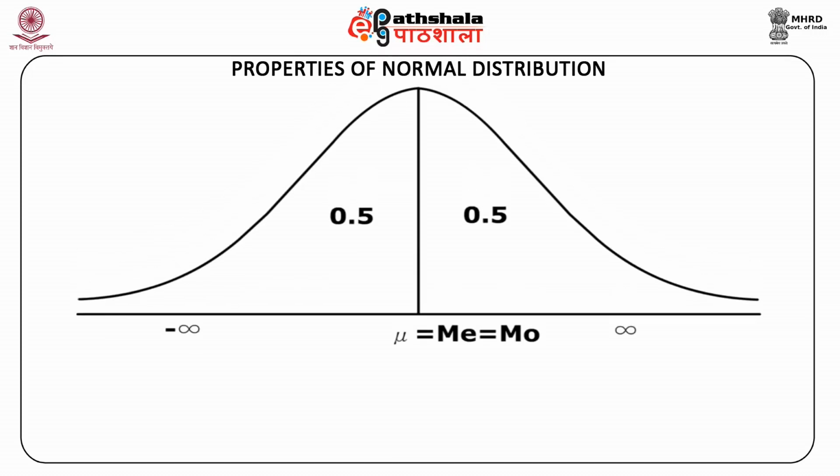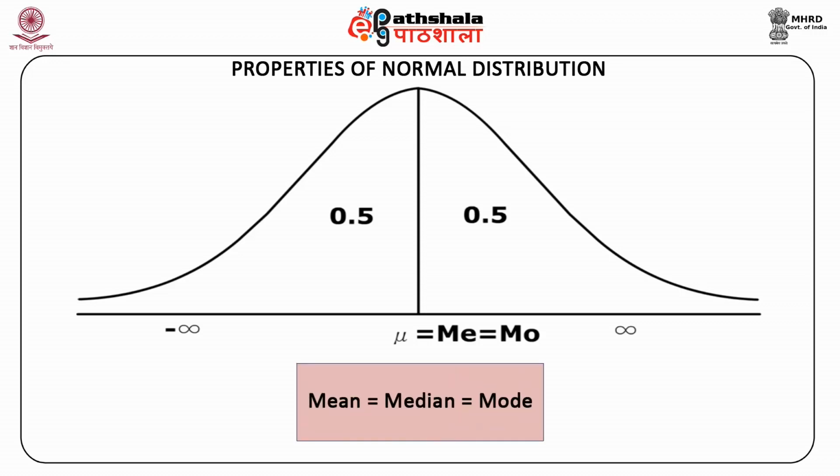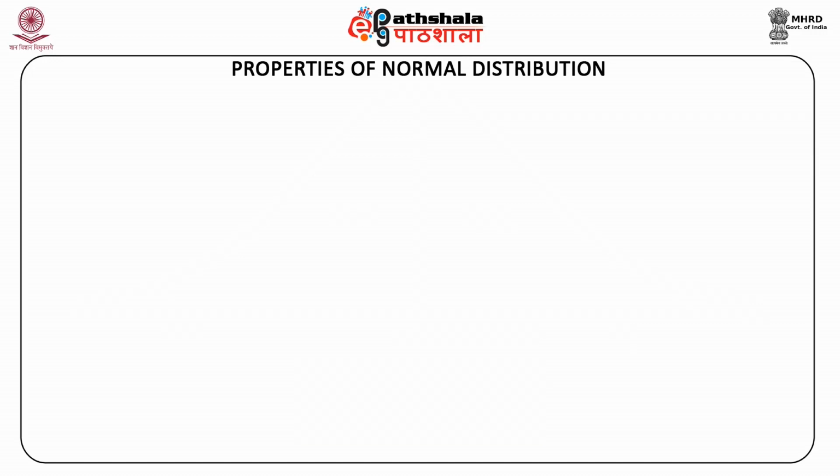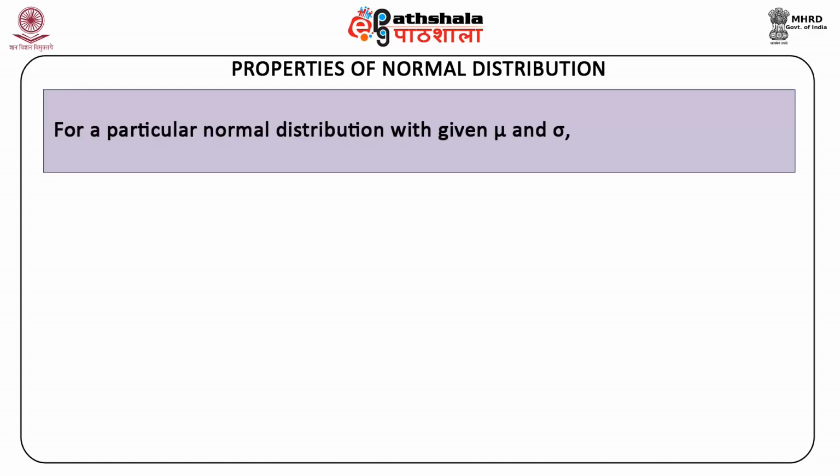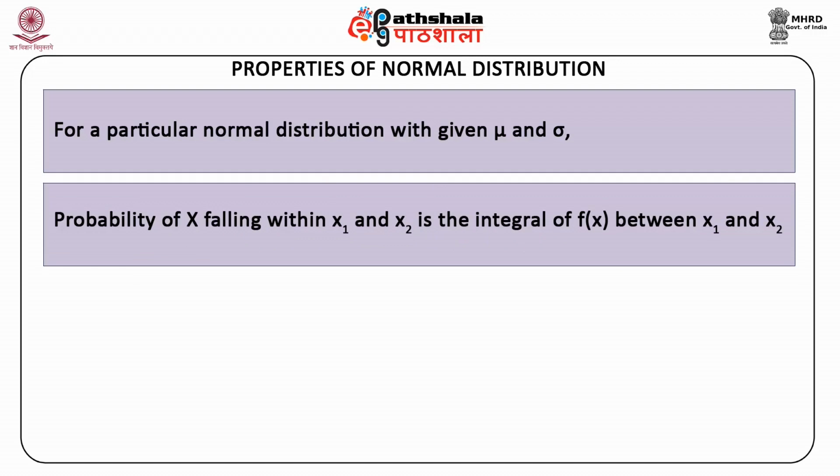The fifth property is that, due to being symmetric, the mean, median and mode of a normal distribution coincide. Mu is equal to Me is equal to Mo. This is illustrated in the figure as well. Moving on to the sixth property, for a particular normal distribution with given mu and sigma, the probability of x falling within x1 and x2 is the integral of f(x) between x1 and x2.